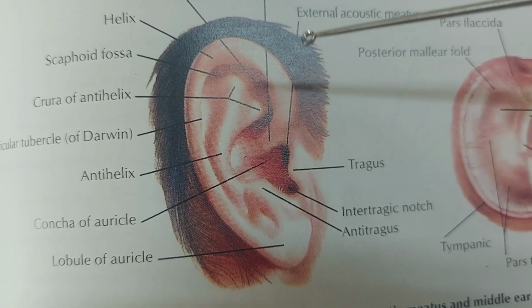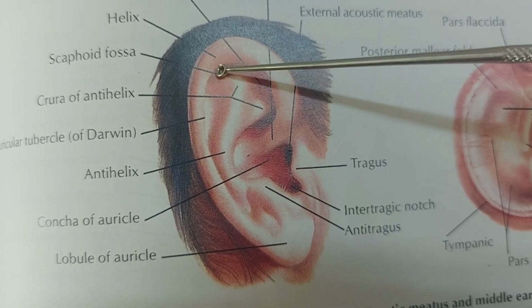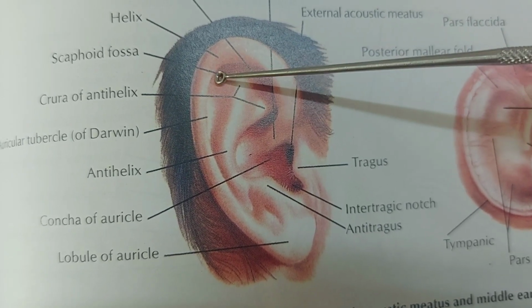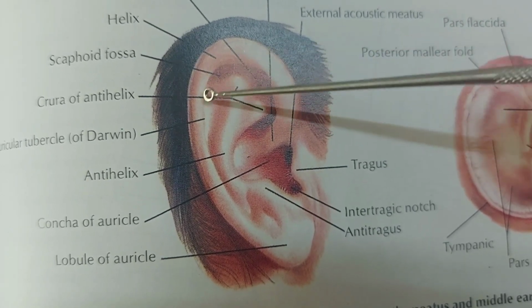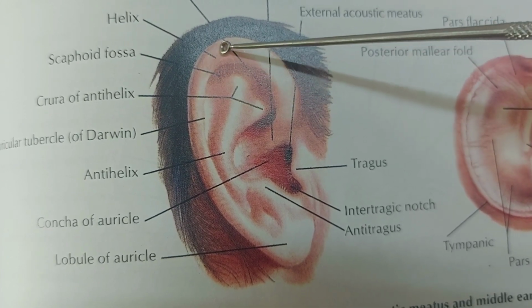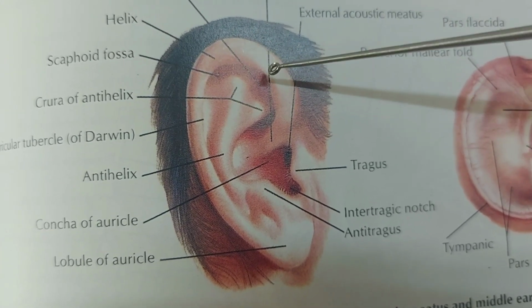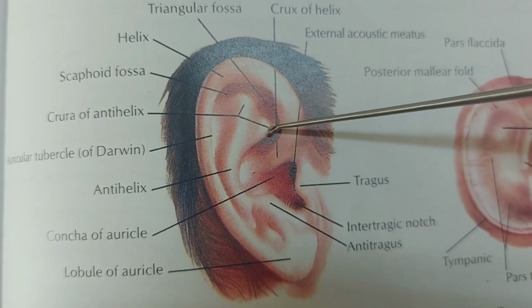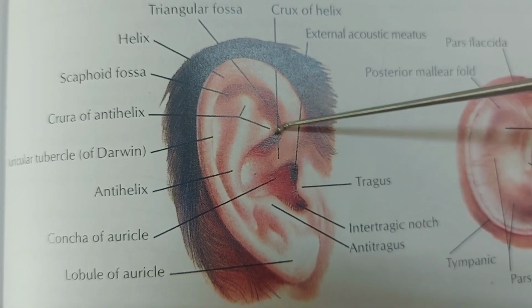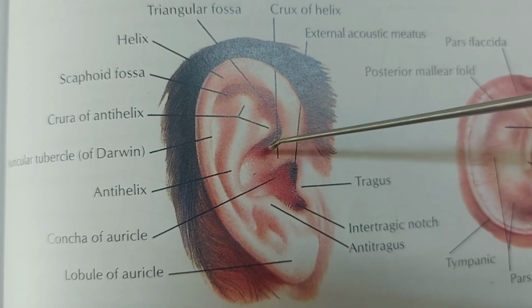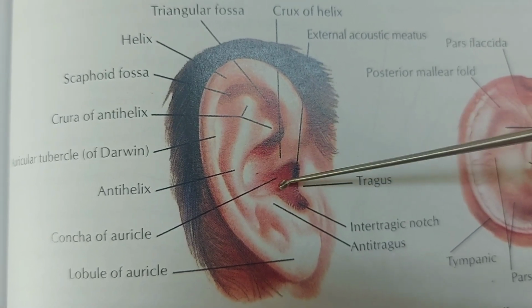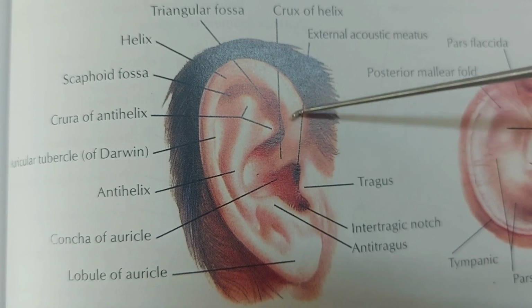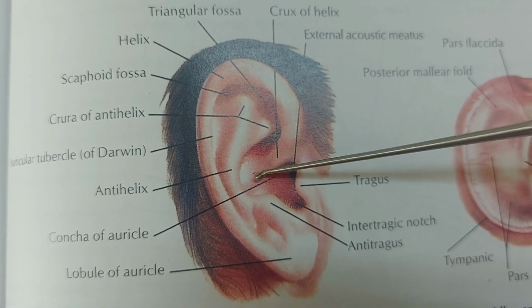And the depressed areas are here: this is the scaphoid fossa. It is covered by the upper part of the helix. Here is the triangular fossa, and here is the concha. This concha is divided into upper and lower parts by the root of the helix or crus of the helix.